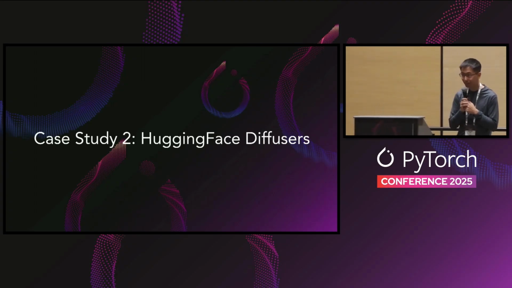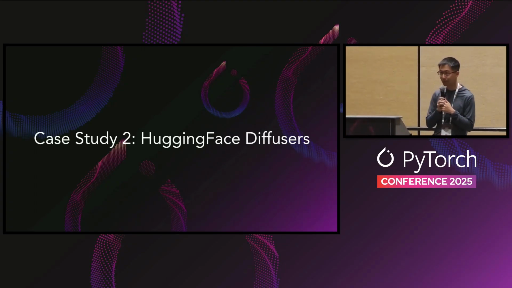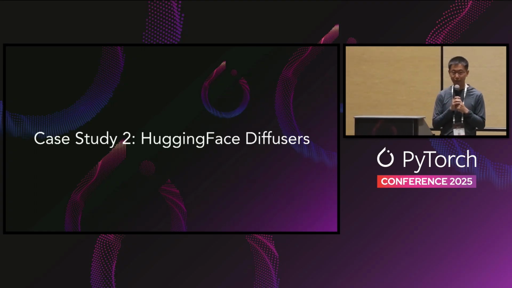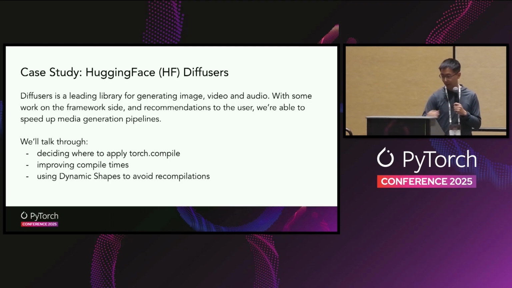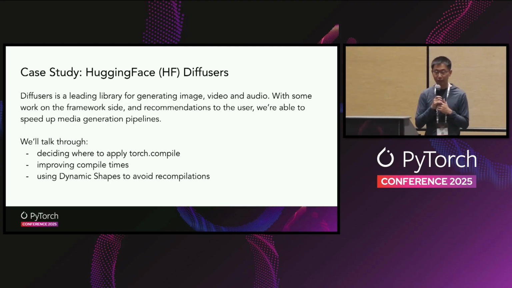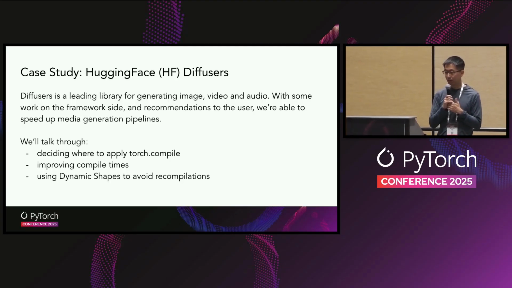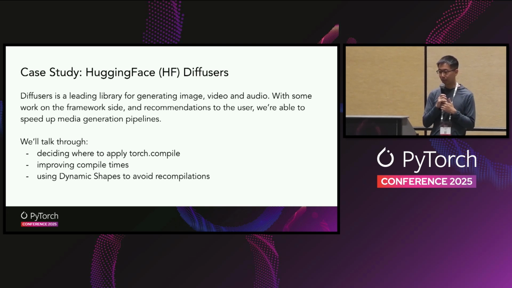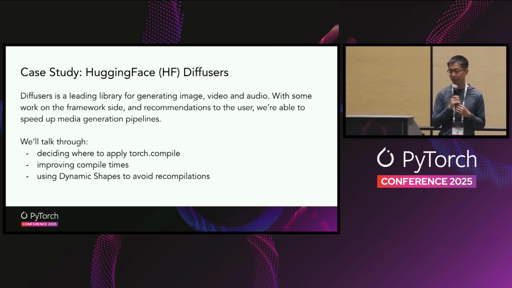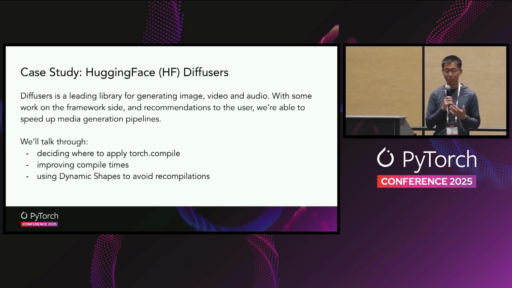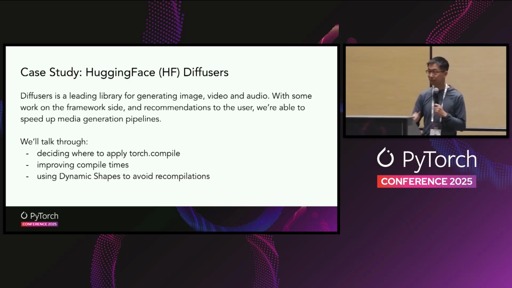So that's layer norm. We can move on to something a bit more complicated, which is HuggingFace diffusers. Diffusers is a library for generating images, video, and audio. We're going to talk through how to actually apply Torch.compile in diffusers. We're going to talk about how to improve compile times, and then we'll also talk a bit more about dynamic shapes.